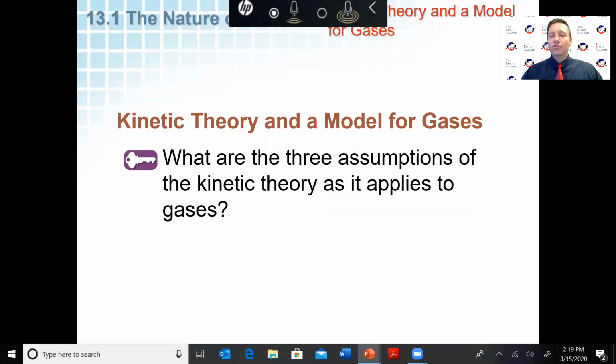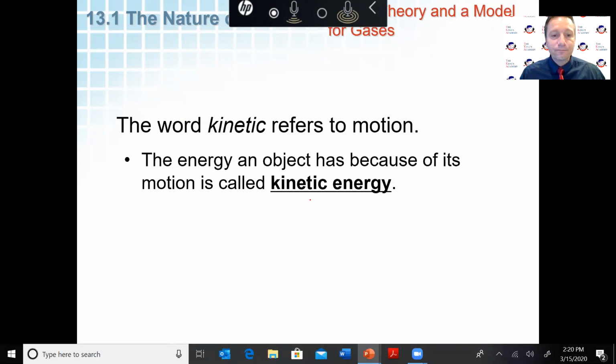So first off, we have to talk a little bit about gas, the kinetic theory and the model for gas. There are three assumptions, and I would label in my notes 1, 2, 3, and this is about the kinetic theory right here. And we've talked about kinetics before, kinetic and potential energy, so you're familiar with that concept. Kinetic is motion, the particle motion, energy that is with motion.